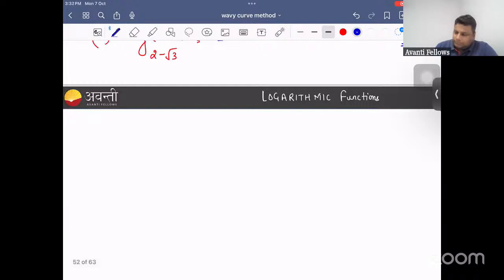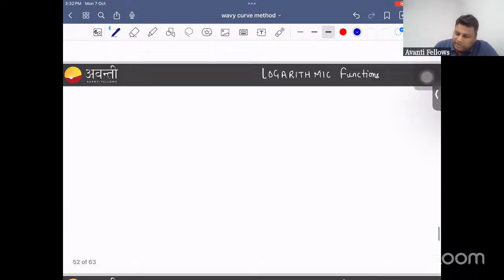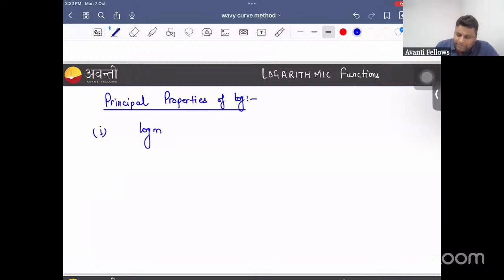Now, let's go with principal properties of log. Now see the first one. Log m base a plus log n base a is equal to log mn base a.